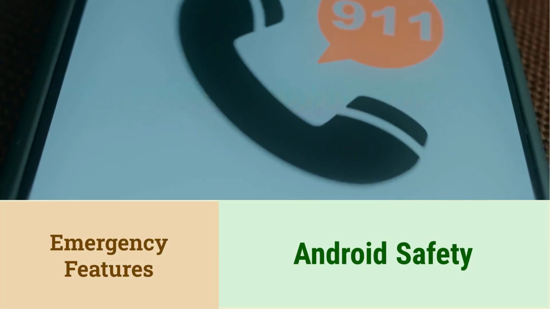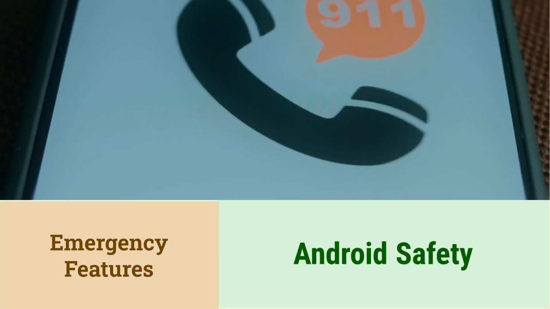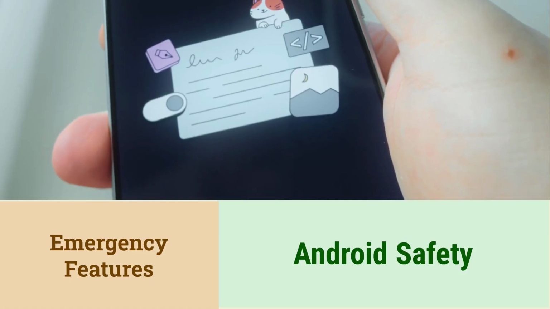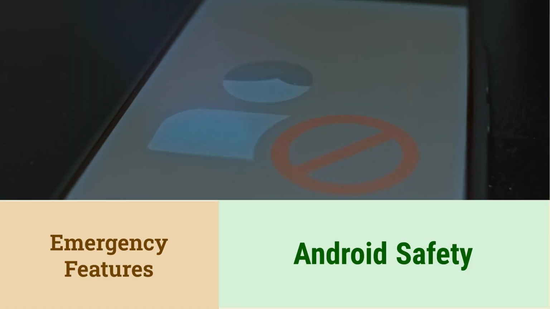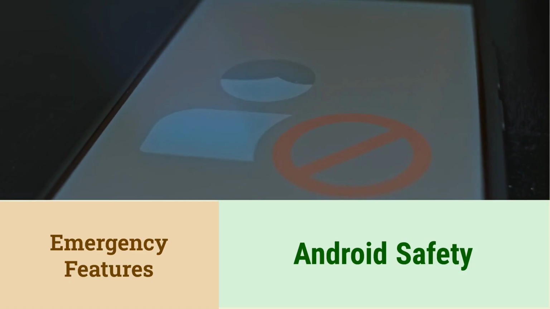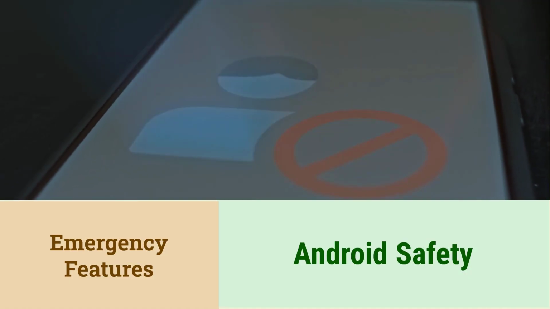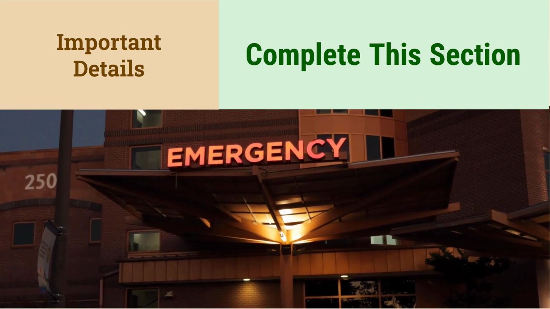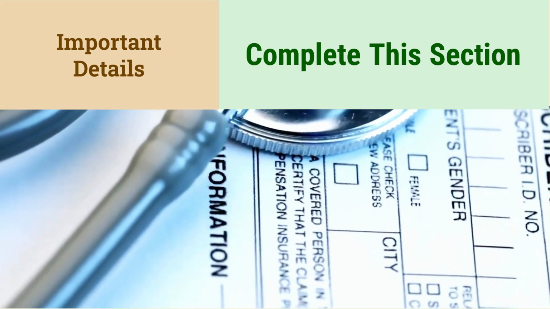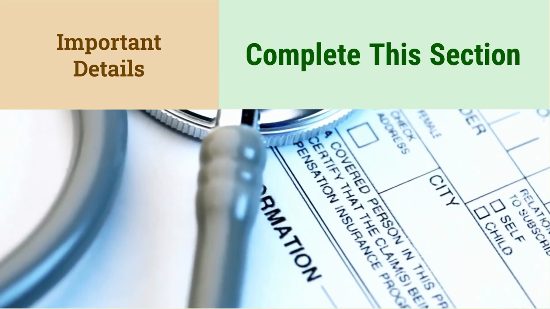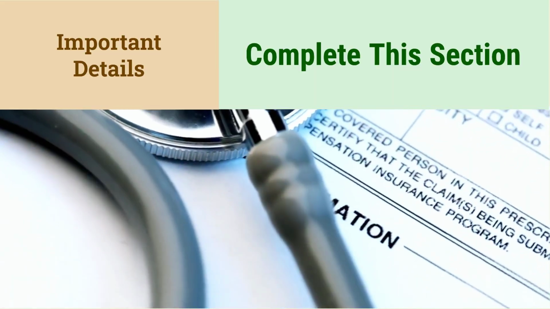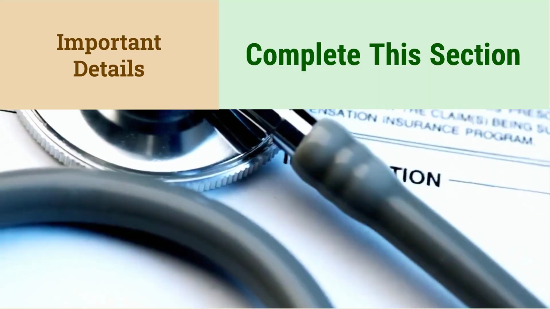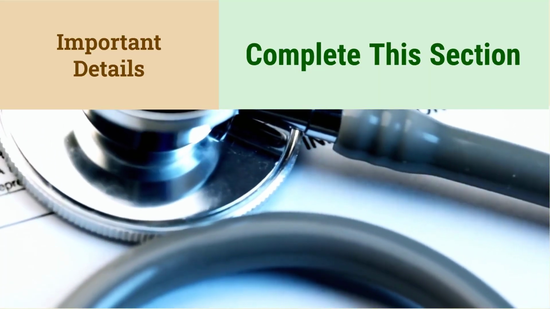For Android users, your phone also has robust safety and emergency features. Start by navigating to your phone's settings. Then, look for and tap on Safety and Emergency. Within this section, you'll find options to add medical information and emergency contacts. Take the time to fill these out thoroughly. Include any relevant health conditions, allergies, and medications.